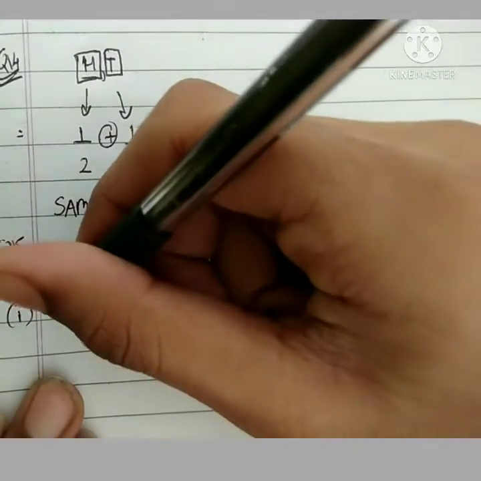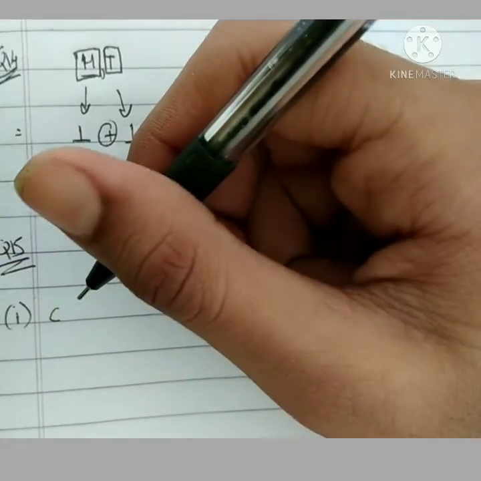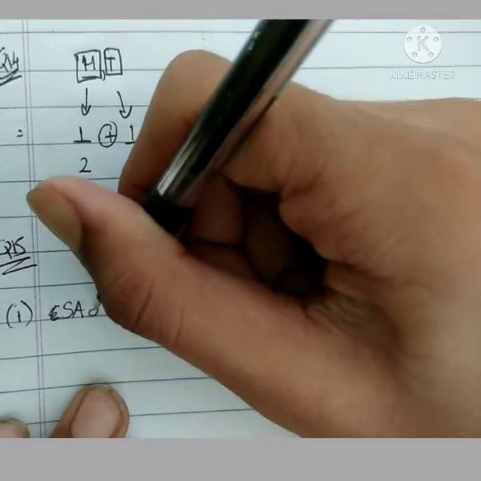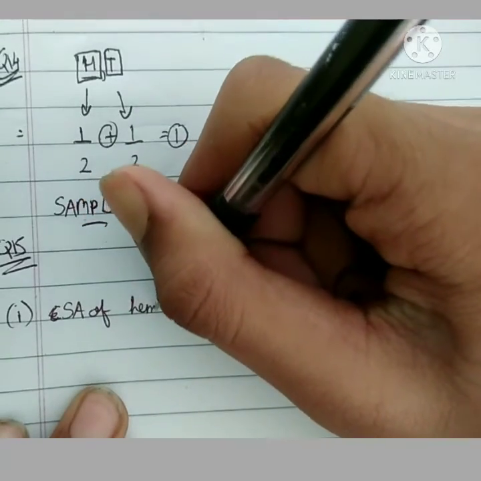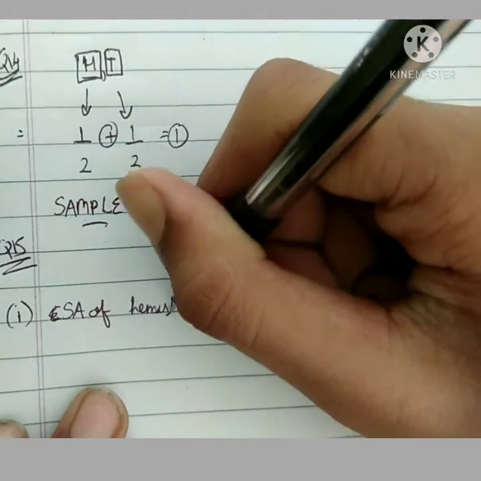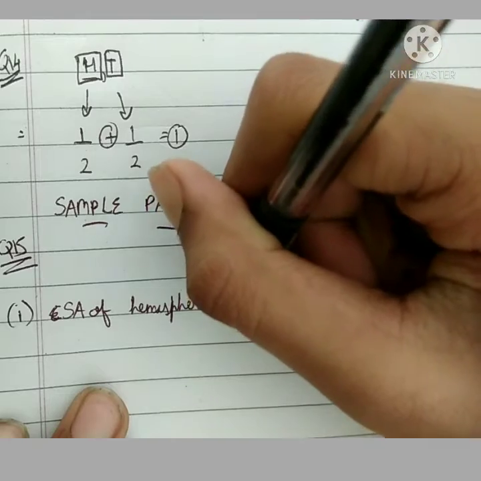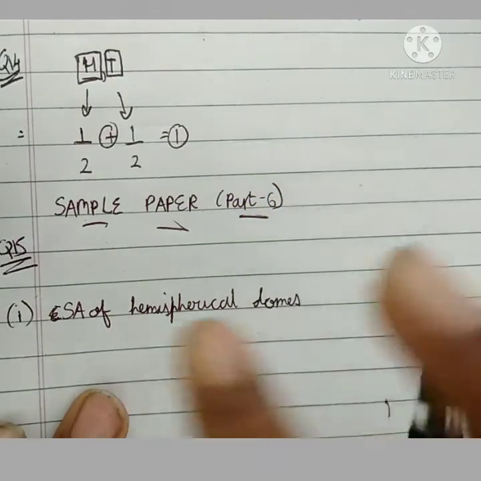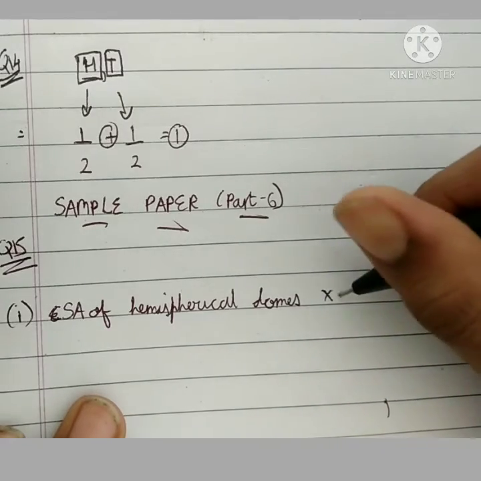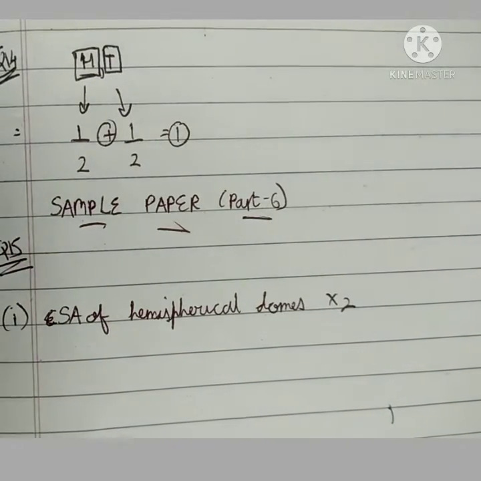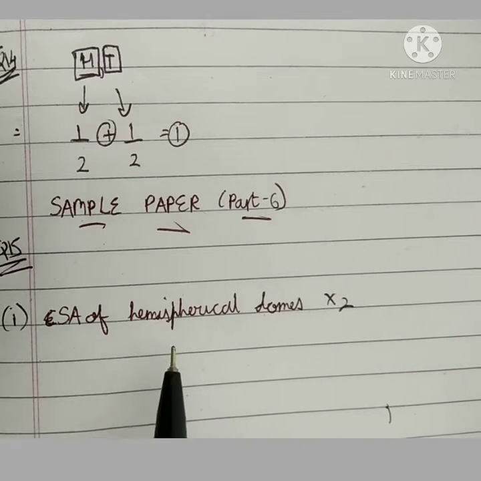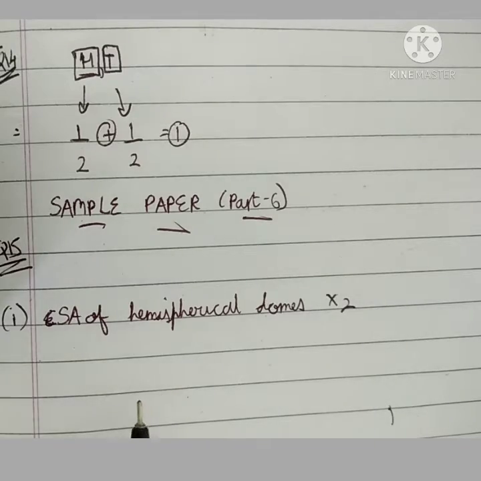So that is known as the surface area of the hemispherical dome. But it says that there are two domes, so it becomes into two. Now what is the surface area of a hemisphere? It is 2 pi r square.